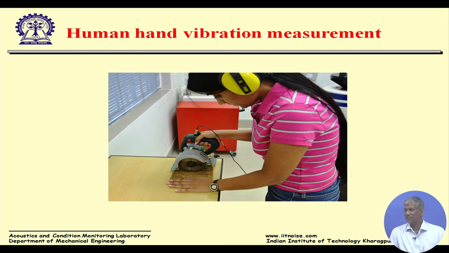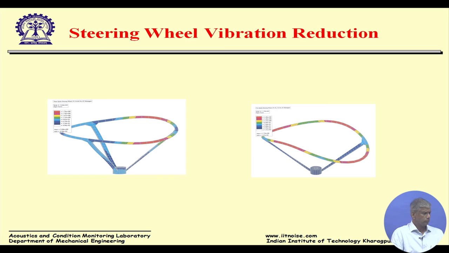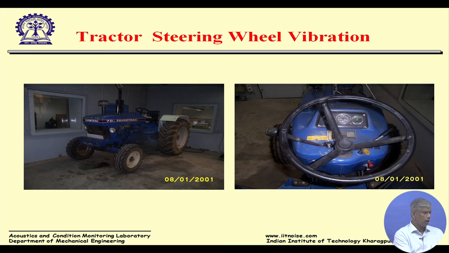This is another example where she's holding this. You can see there's a transducer which you'll get to see in the lab. Handheld power devices create a lot of vibrations. We can measure that, and there are regulatory standards as well. This is that example of that steering wheel where we did a structural modification and saw the natural frequencies and so on. This is that tractor wheel while we were doing measurements at their place somewhere up in North India.